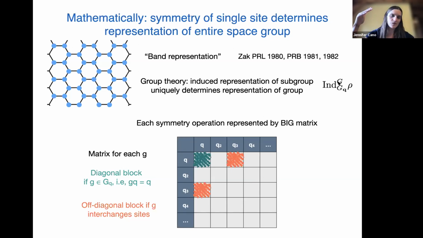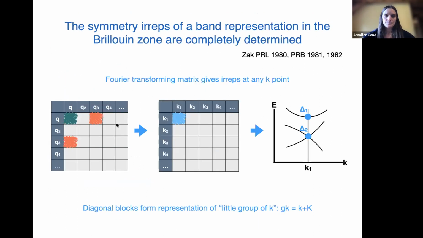And this induction procedure is unique. What that means is once you know the orbitals on that particular site, you can get a representation of the full space group, and there's no ambiguity in getting it. And that's exactly what this big matrix that I'm drawing schematically represents.